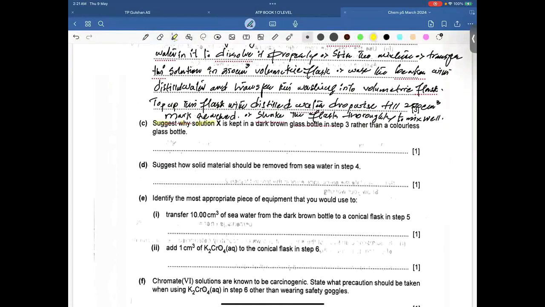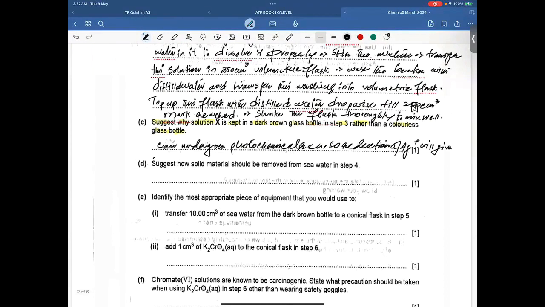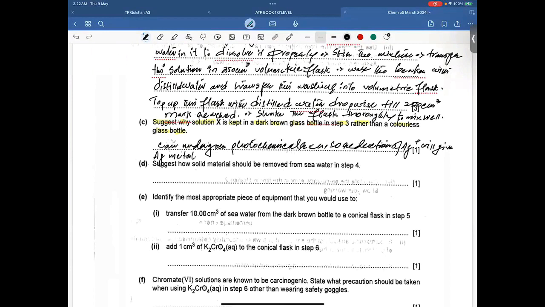Now the next is: suggest why solution X is kept in a dark brown glass bottle in step 3 rather than in a colorless glass bottle. I've told you about that. Silver ions can undergo a photochemical reaction. All right. So reduction of silver ions will give silver metal. Also, it increases the shelf life.